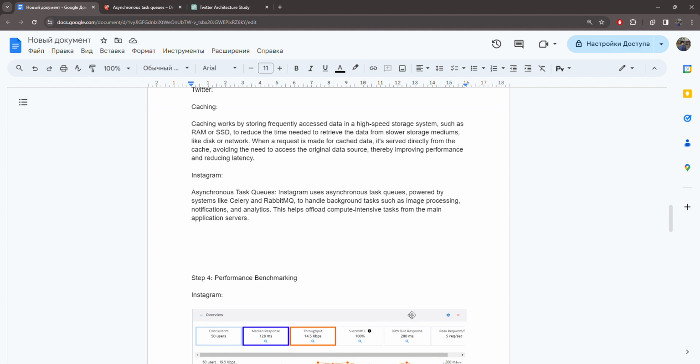So for Instagram, it is asynchronous task queues. Instagram uses asynchronous task queues powered by systems like Celery and RabbitMQ to handle background tasks such as image processing and notification analysis. So it means I can do two or more operations at the same time. Of course, it will be faster.